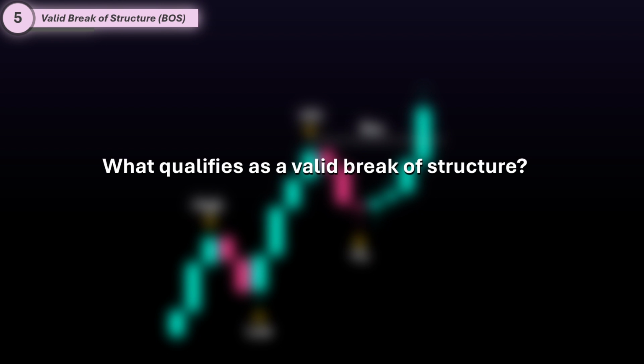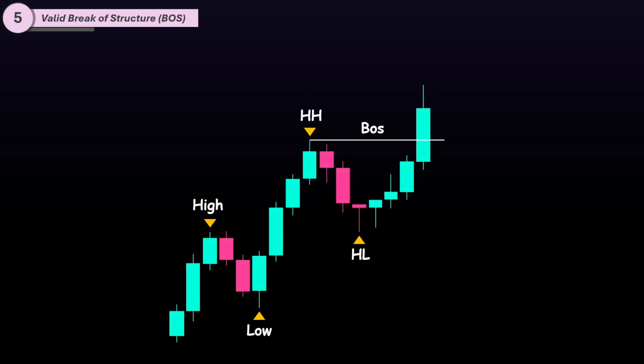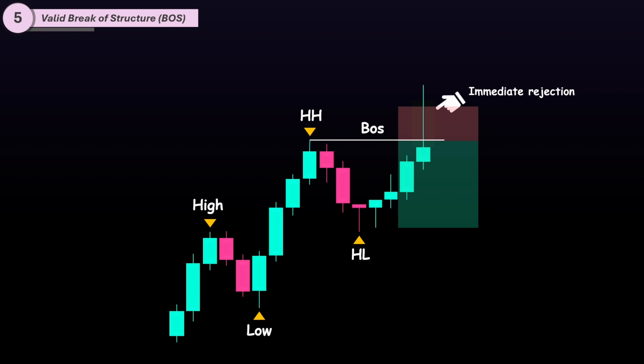But what qualifies as a valid break of structure? A break of structure is only valid if there is a candle that clearly breaks and closes through the structure level. Although a wick above this high shows that buyers were able to extend the boundaries and push the price higher, it also shows an immediate rejection back inside the range. This often resembles a liquidity grab, where stop losses are triggered for traders who went short due to the previous rejection.